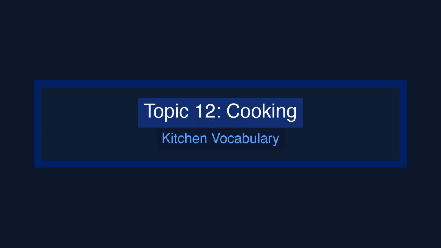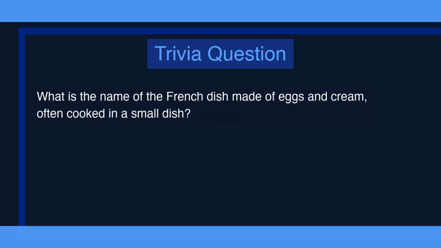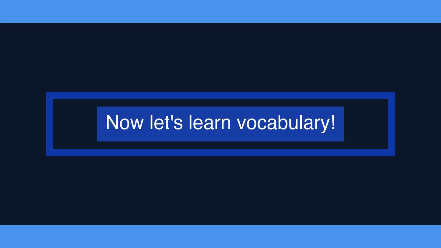Let's get started. Before we start, here's an interesting trivia question for you. What is the name of the French dish made of eggs and cream, often cooked in a small dish? Think about it while we learn. Great! Now let's dive into today's vocabulary words. Pay attention and practice along.